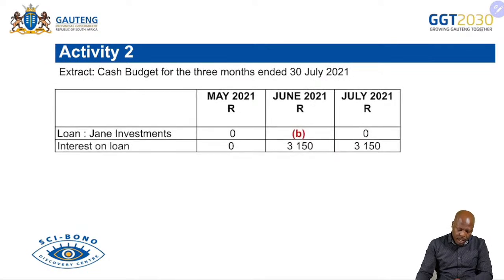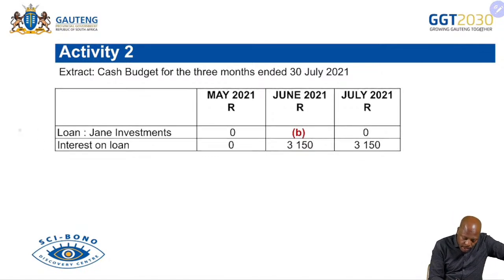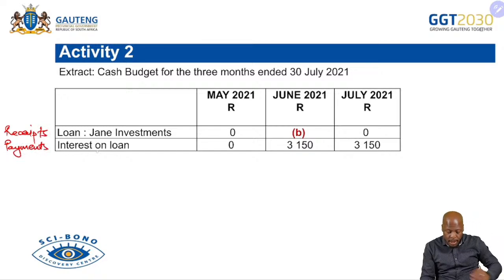The next one, dear learners, is an extract of the cash budget for the 3 months, and then we have loan. All right, so loan and then interest on the loan. So remember, this will be under my receipts, and this will be under my payments. Receipts, I've received a loan, which is B, and under my payments, I have interest on loan of 3,150. So we want to know how much is the loan that we have received.